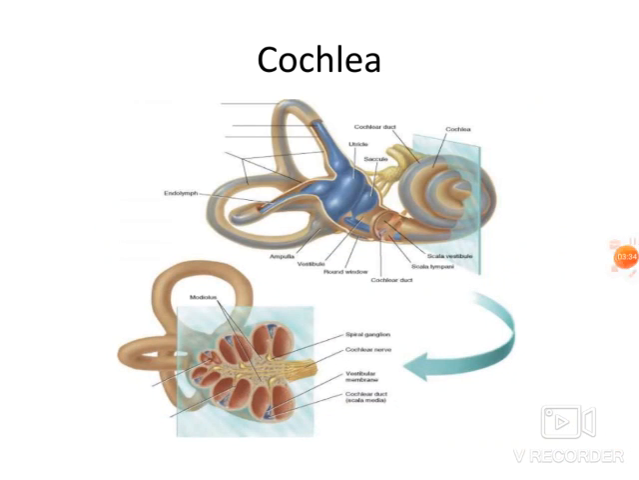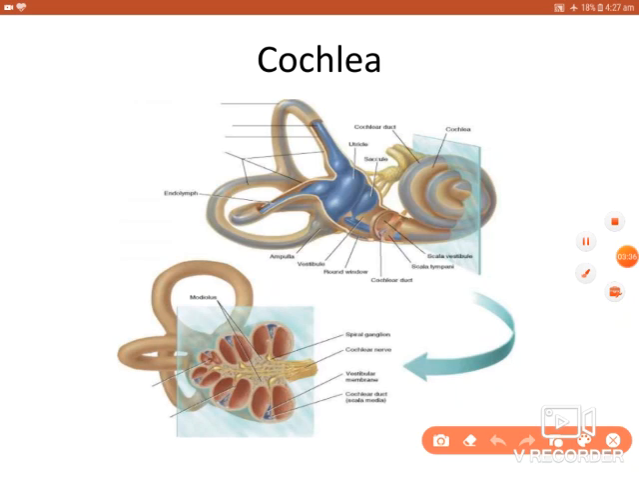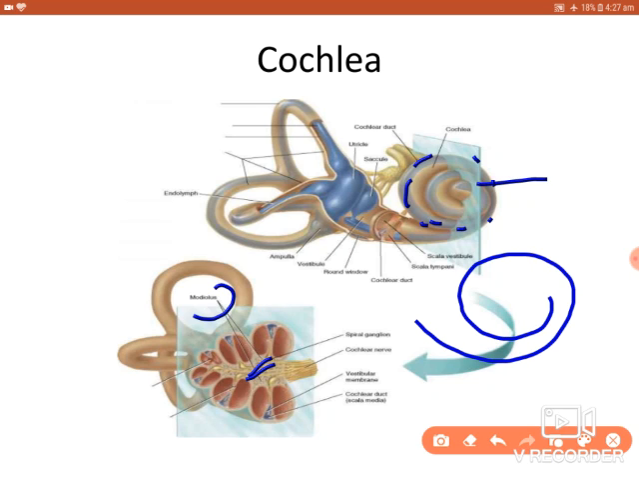Then the structure of the cochlea. This is part of the bony labyrinth, the anterior part. It resembles the shape of a snail. This cochlea twists upon itself around a central portion of bone, called the modiolus.